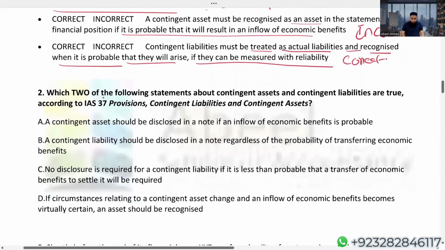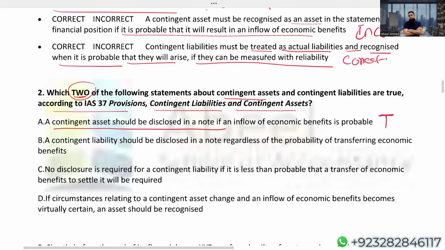Let's see the next one. Which two of the following statements about contingent assets and contingent liabilities are true according to IAS 37? A contingent asset should be disclosed in a note if an inflow of economic benefit is probable. True. If there is more than 50% chance you will be getting an inflow from that contingent asset, you have to disclose. A contingent liability should be disclosed in a note regardless of the probability of transferring. No, false.